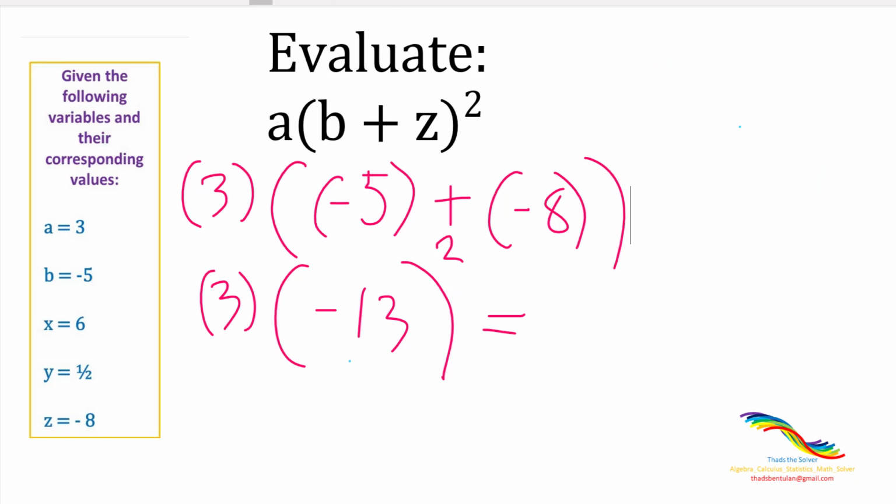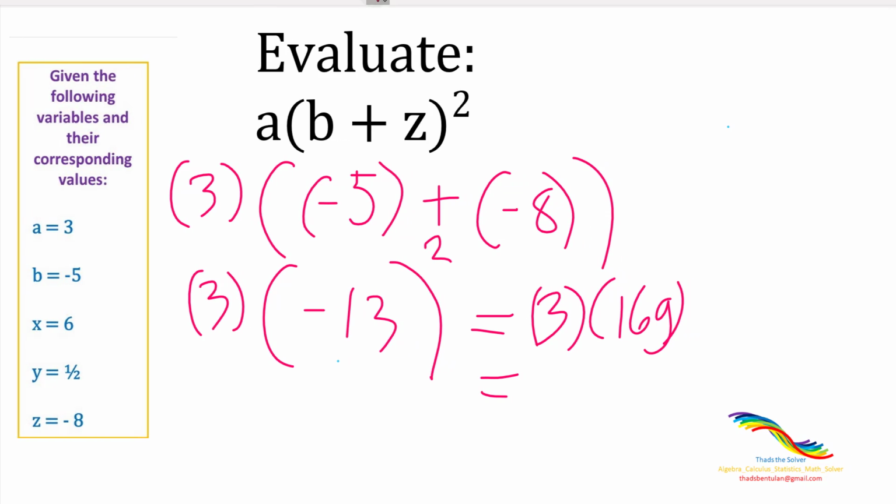So now we can simplify this to 3 times 169, that's positive 169, and simply this is equal to 507. 3 times 169 is 507.